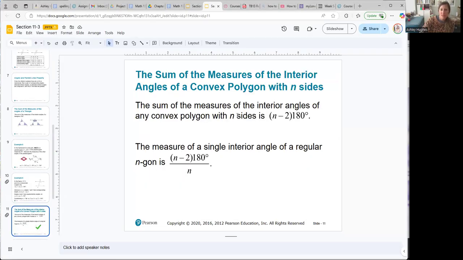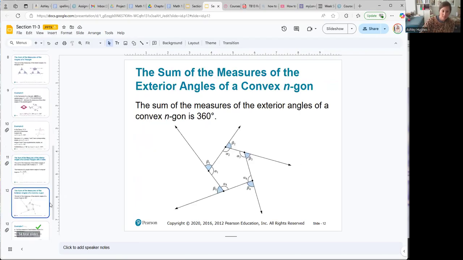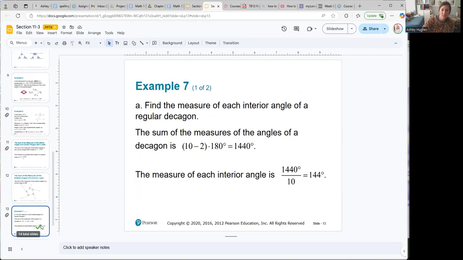This is a theorem: the sum of the measures of the interior angles of a convex polygon is n minus 2 times 180. Remember, convex means it doesn't come in on itself. If it was a regular polygon and you want to find the measurement of each angle, you would just divide by n. And then the sum of the exterior angles is 360 degrees.